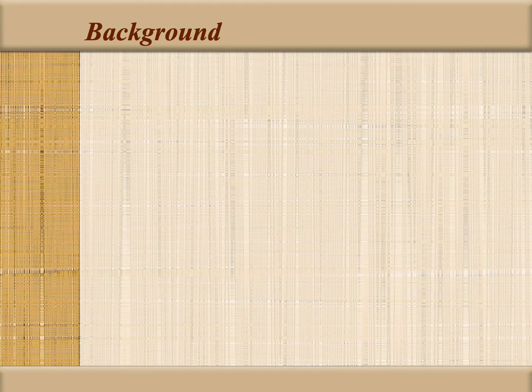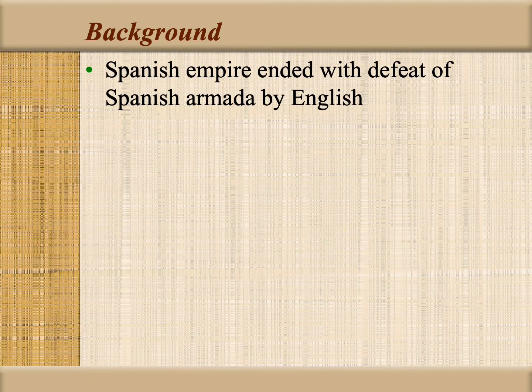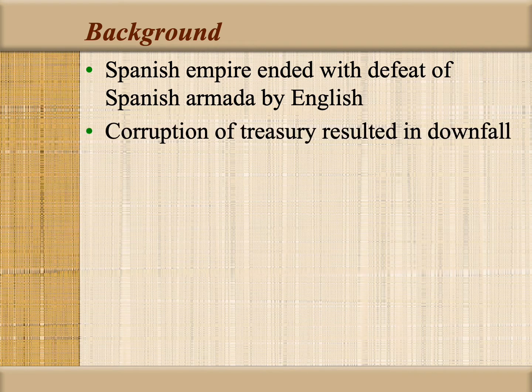So, even though they accomplished quite a bit, eventually the Spanish Empire would fall with the defeat of the Spanish Armada by the English. Corruption of the treasury was what ultimately resulted in that downfall. So remember, they were pulling in silver from Latin America. They had so many riches, and yet, because that treasury was not left secure, it ended up contributing to the downfall of the Spanish Empire.